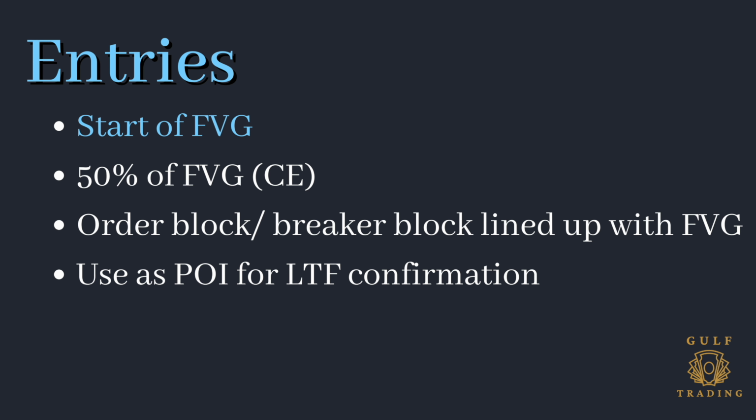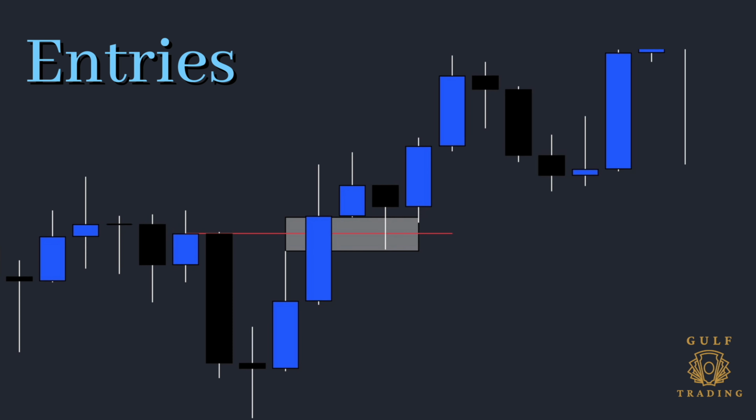And then you can also use more complicated entries, such as an order block or breaker block that's lined up with the FVG as an entry point, which I'll explain in the next slide. But then finally, FVGs can also be used as a point of interest for lower time frame confirmation. So as you can see here, there's a line drawn at this order block, the last consecutive bearish candles before the move up, and it also lines up pretty much nicely with the 50% level of the FVG.